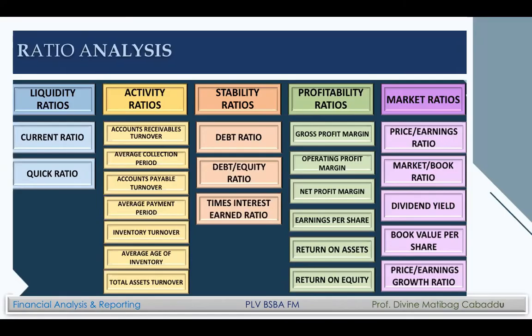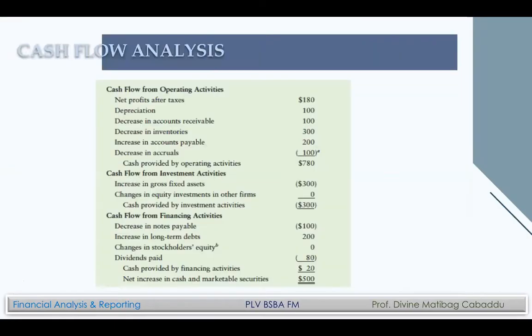And of course, profitability ratio, pag-compute natin ng mga ratios, dito natin na-assess how profitable the company is. If you compute for the gross profit margin, operating profit margin, net profit margin, earnings per share, return on assets, and return on equity, you'll be able to assess the ability of a company to be profitable. And of course, market ratios, examples of the under it are price earnings ratio, market book ratio, dividend yield, book value per share, and PER growth ratio.